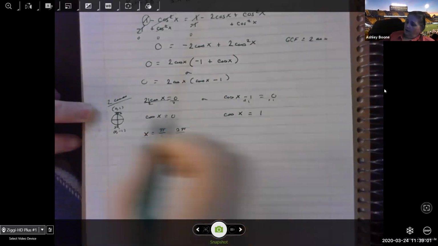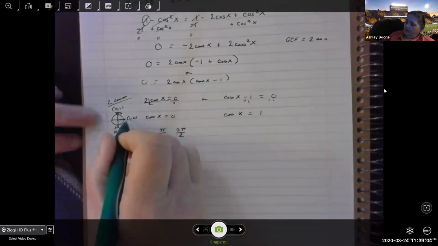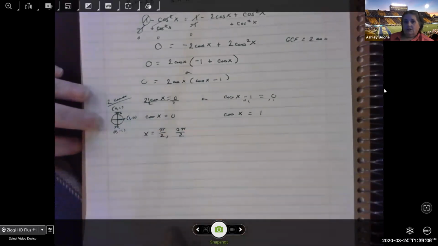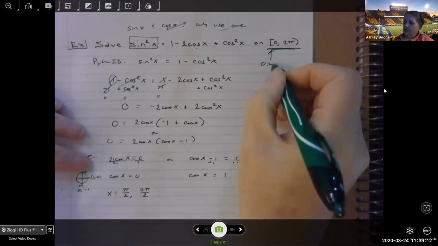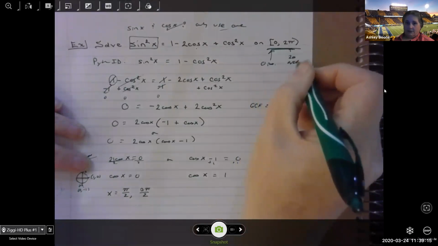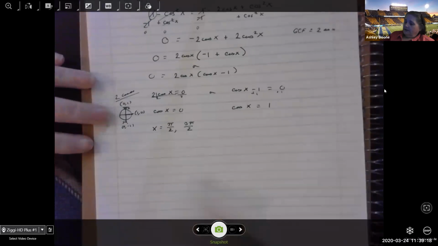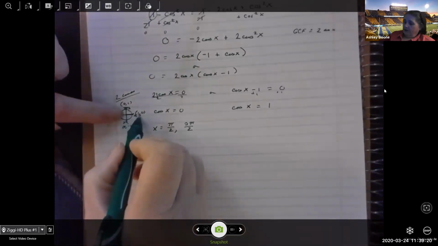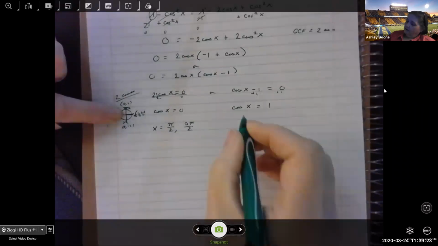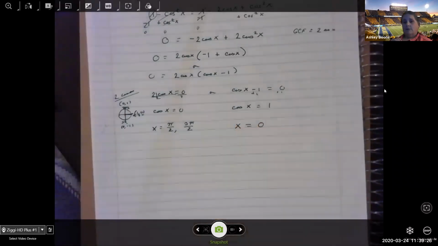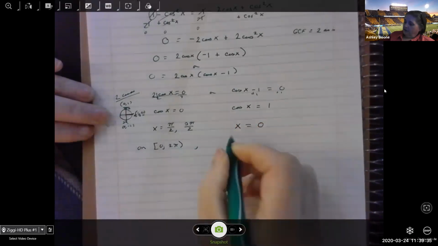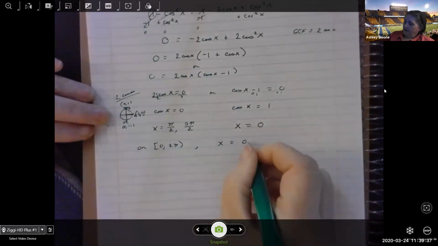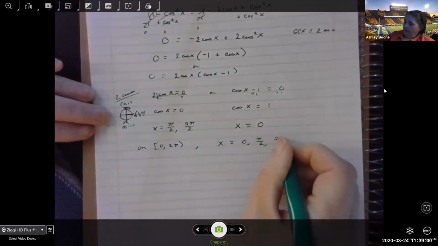When is cosine of x 1? That happens right here. There's the point 1, 0. Now, notice in your solutions, it said on the interval 0 to 2 pi. 0 included, 2 pi not included. So this is the angle 0 or the angle 2 pi. They're coterminal. We want the 0 version. This happens when x is equal to 0. So, on the interval 0 to 2 pi, our solutions are x equals 0, pi over 2, and 3 pi over 2.